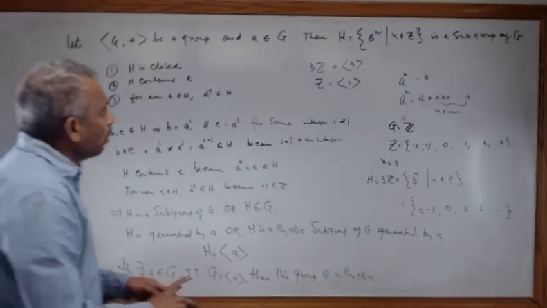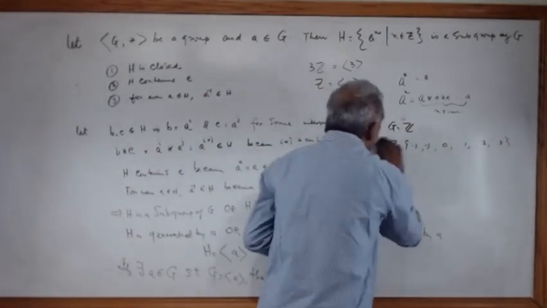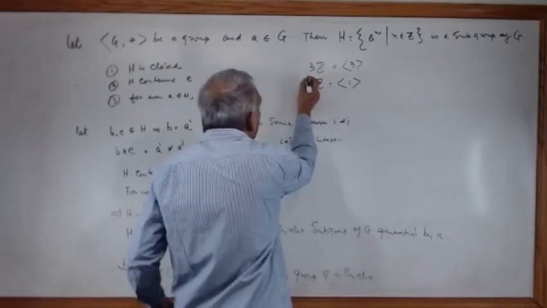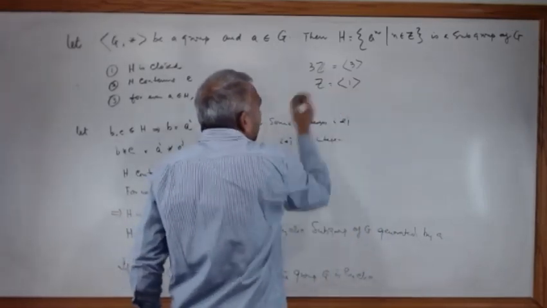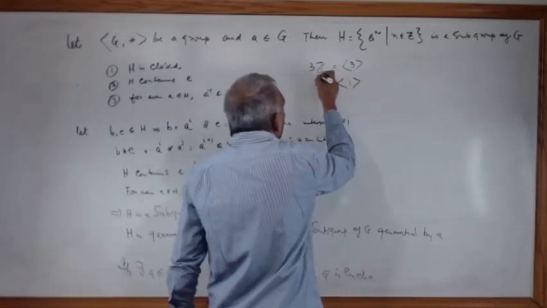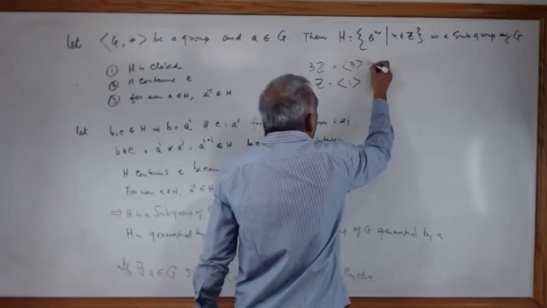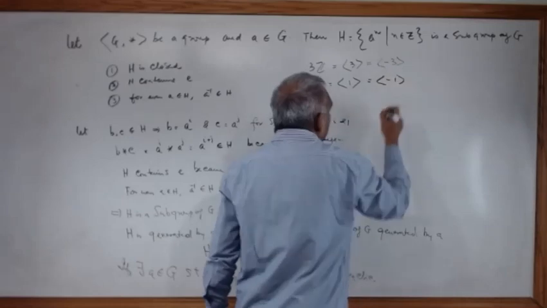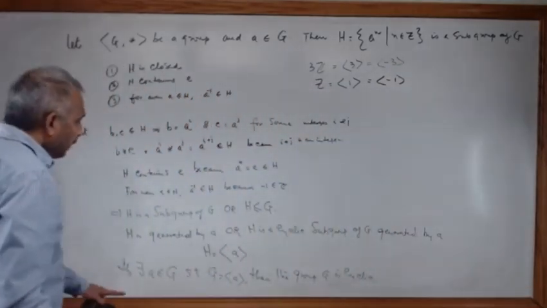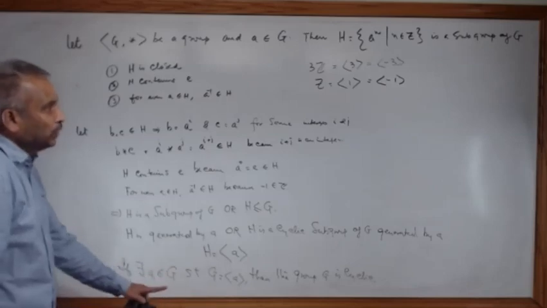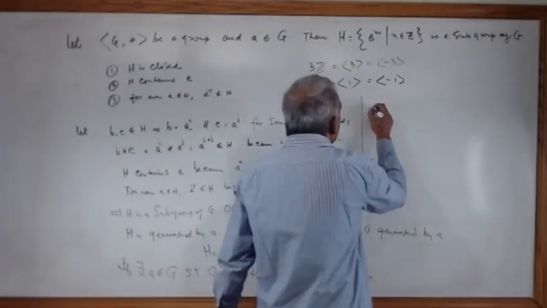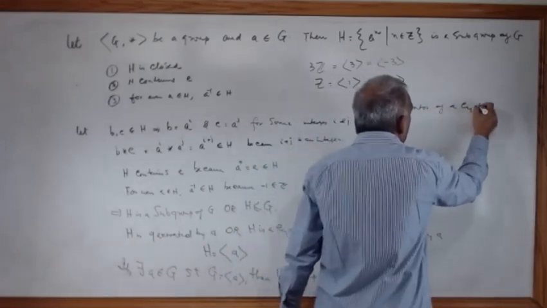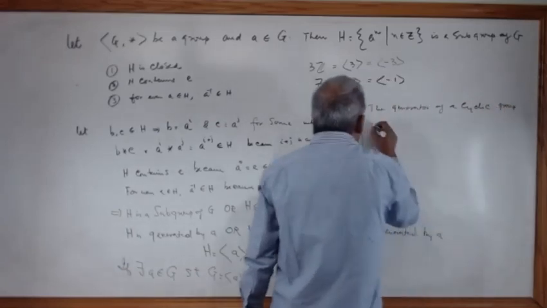Now another thing we want to note here is there may be multiple generators. Here one of the generators of 3Z is 3, but there is another generator here and that is minus 3. Like that, here the other generator is minus 1. So the generator of a cyclic group need not be unique.